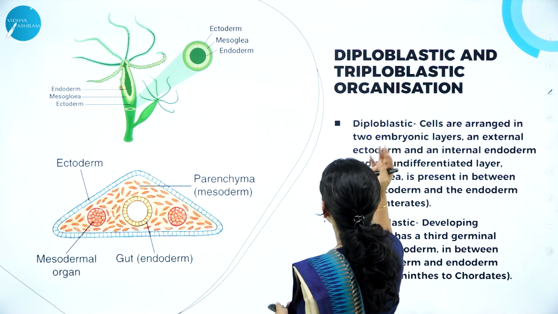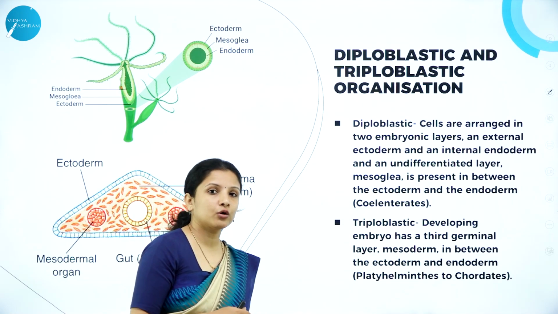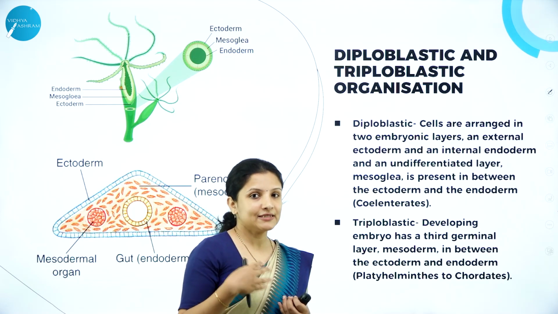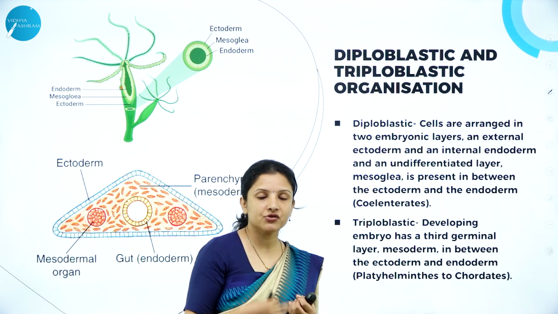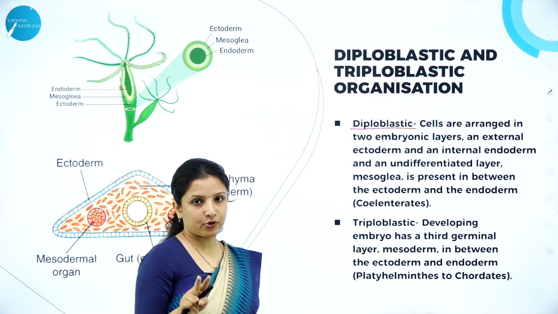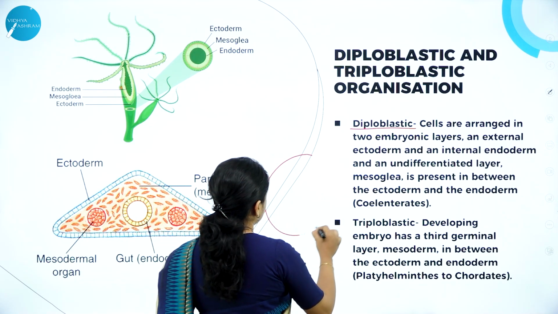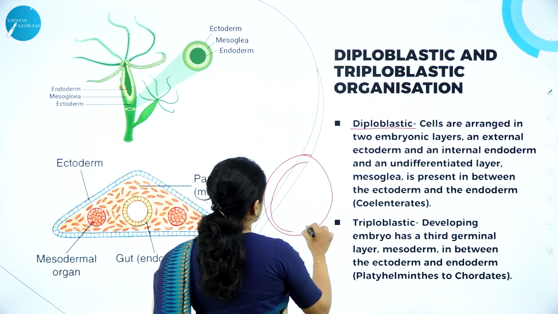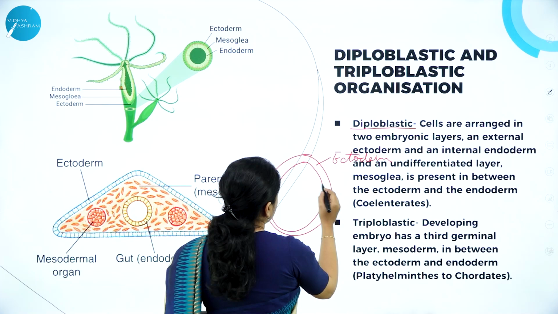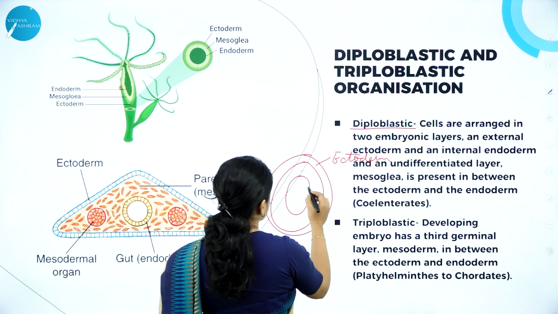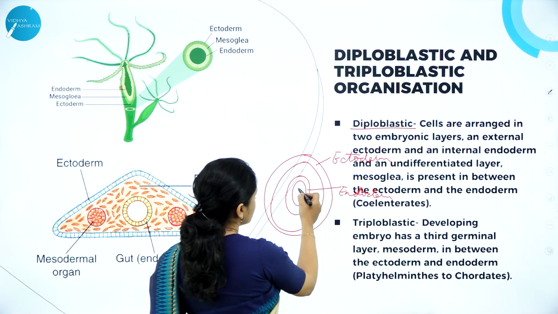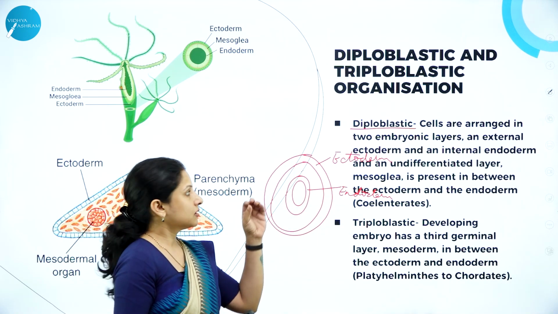Now talking about the cell arrangement, whether it is diploblastic or triploblastic. Are the cells arranged during embryo development in two embryonic layers, or are the cells arranged in three embryonic layers? Talking about diploblastic, here the cells are arranged in two embryonic layers. I'll draw a cell wherein it has two embryonic layers. This is one layer, which is the ectoderm, and the inner layer, which will form the endoderm. So if they are arranged in two layers, it is called diploblastic.